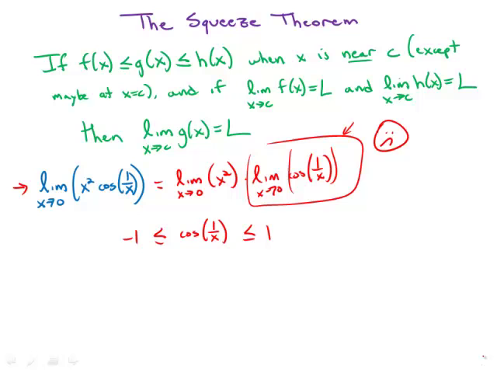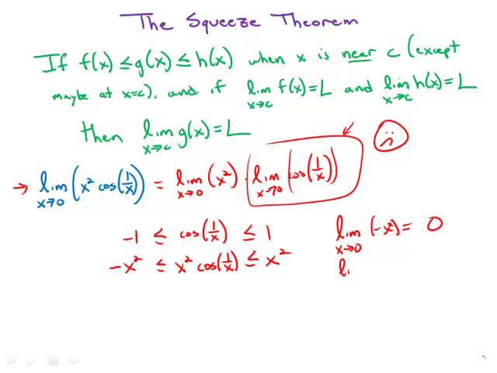And so now we can multiply all three of these expressions by x squared. So we see that the function x squared times cosine 1 over x is between the two functions y equals -x squared and y equals x squared. Well, of course, the limit as x approaches 0 of -x squared is just 0. The limit as x approaches 0 of x squared is 0.